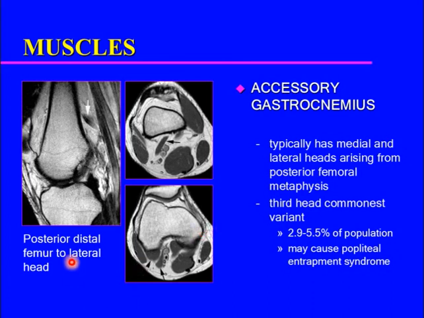You can see here the posterior distal femur, the medial and lateral heads. Okay. You can see this one is an accessory head here. There are 2 heads and an accessory head here. You can see this is just another muscle. It does not have any anatomical basis, some sort of muscle in between. Okay, this is an accessory head of the gastrocnemius muscle, 3 heads.